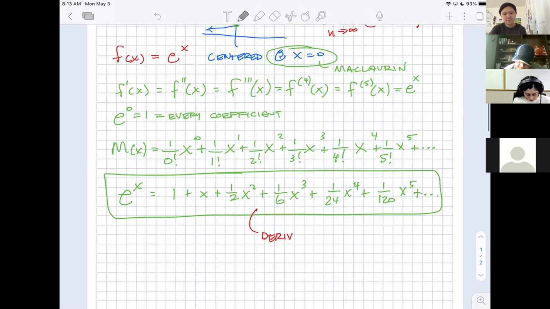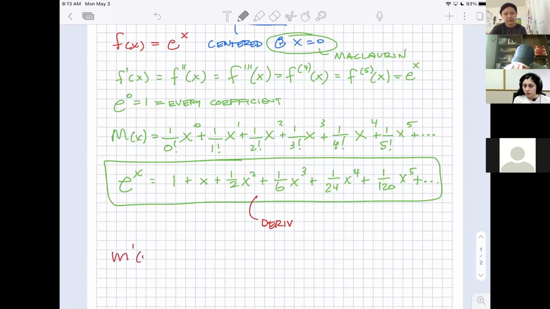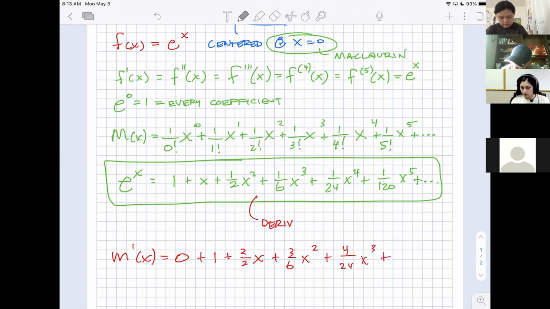Everything shifts over left. Well, the derivative of 1 is 0. The derivative of x is 1. The derivative of x squared, the 2 comes down front. The derivative of x cubed over 6 is 3 over 6 x squared. Do you see it working? Isn't this amazing? 4 over 24 x to the third, 5 over 120 x to the fourth, and so on and so forth. Do you see that it actually becomes itself again, just like it should, because isn't the derivative of e to the x, e to the x? Isn't that kind of cool?